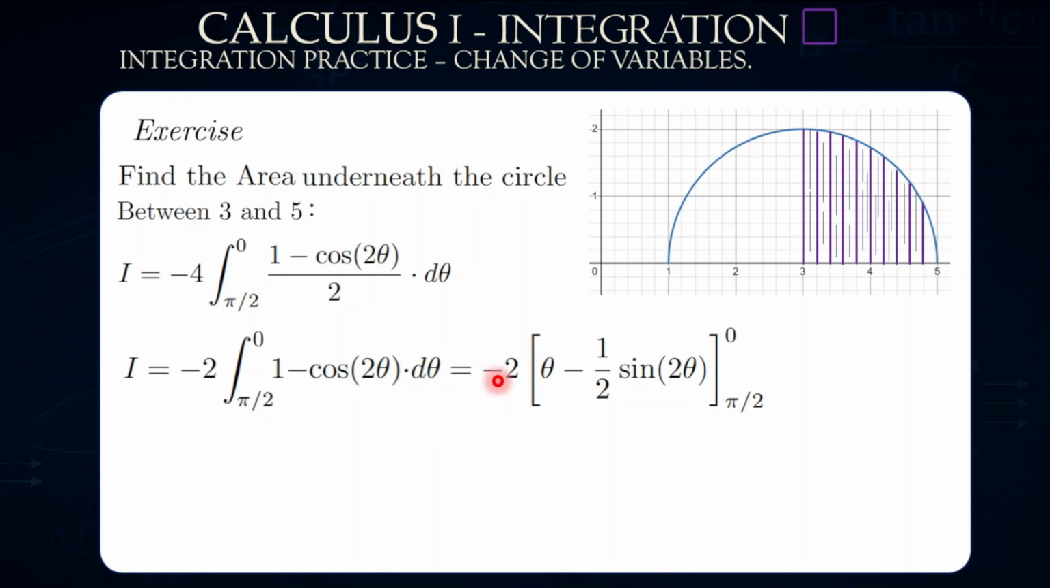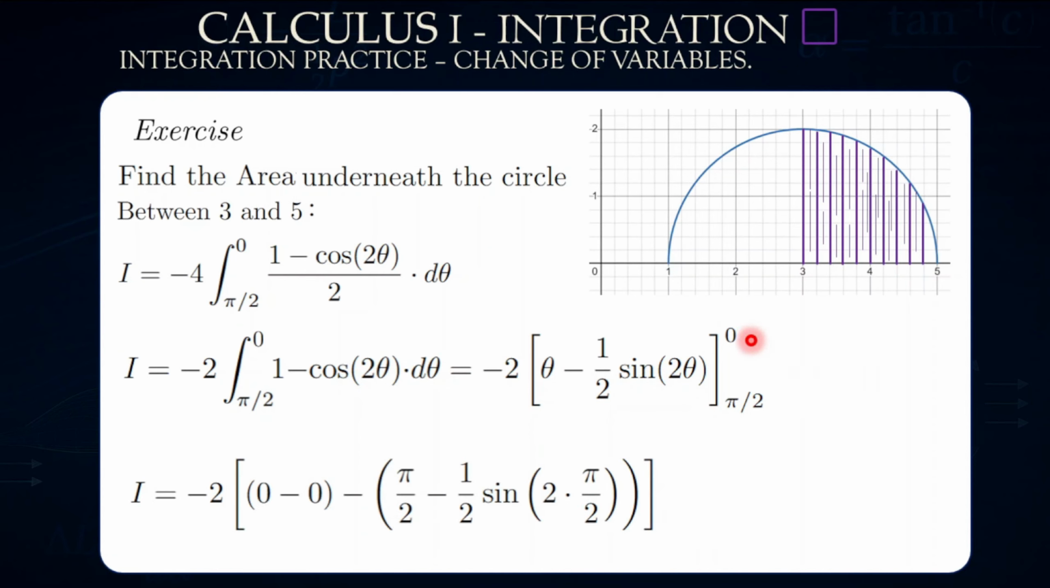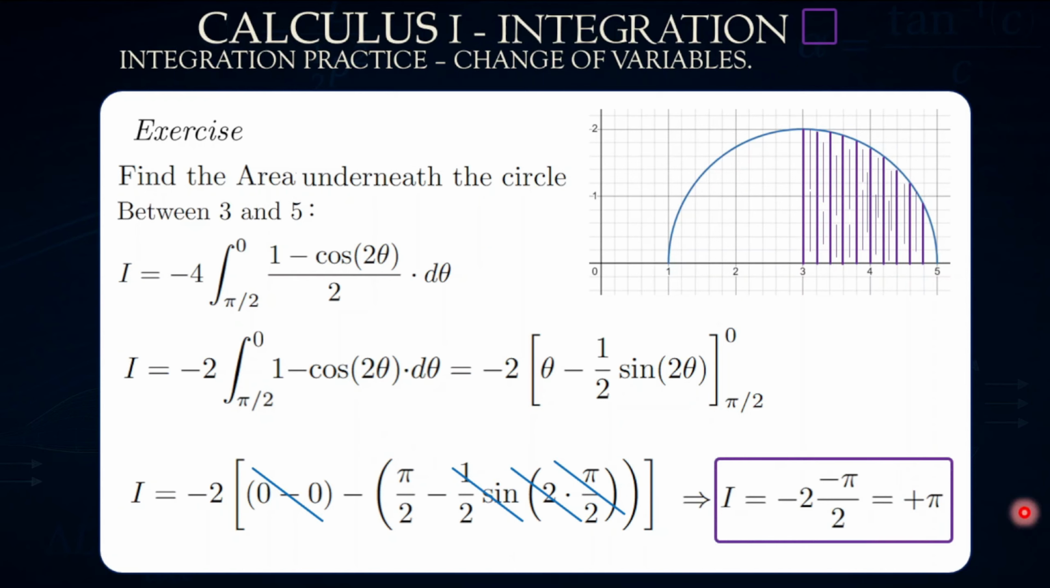Which is equal to minus 2 on the outside multiplied by theta minus 1 divided by 2 sine 2 theta, which is the integral of cosine 2 theta, between 0 and pi over 2. For theta equals 0, everything cancels out. For theta equal pi over 2, and remember you have a minus in the middle, it is pi over 2 minus 1 half sine 2 times pi over 2, which is sine pi. Okay, this also cancels out. What remains is I equal minus 2 multiplied by minus pi over 2, which is equal to plus pi.